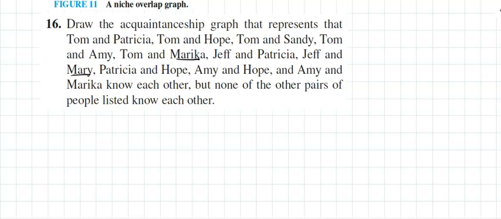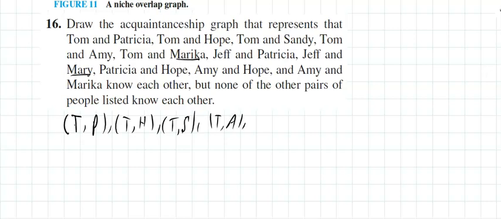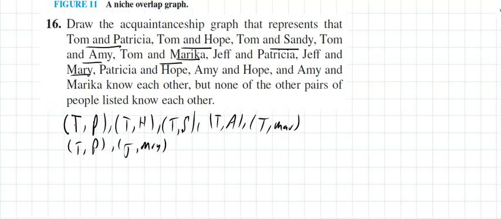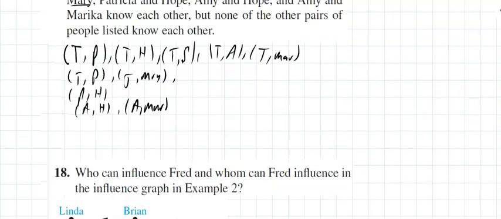Tom and Marika, Jeff, and P, Jeff and M. P and H. Okay, so those are the pairs. If I put them in pairs to see how this works: Tom and Patricia, Tom and Hope, Tom and Sandy, Tom and Amy, Tom and Marika. Oh, and there was Tom and an M before, no? T and P, T and H, T and S, T and M, T and Mary. Jeff and Patricia, Jeff and Mary. Then there is Patricia and Hope, Amy and Hope, Amy and Marika know each other, but none of the other pairs know each other. So it seems the main center should be on Tom.